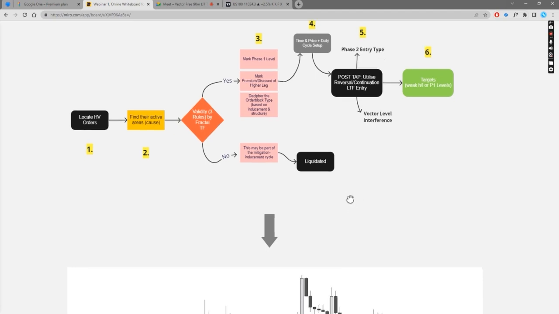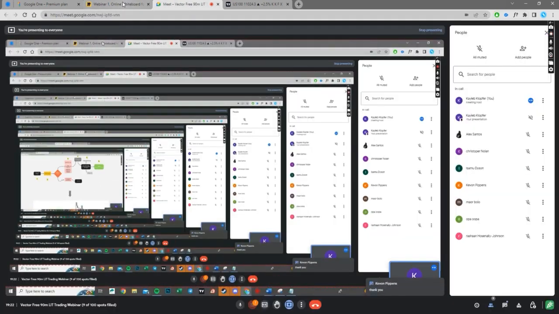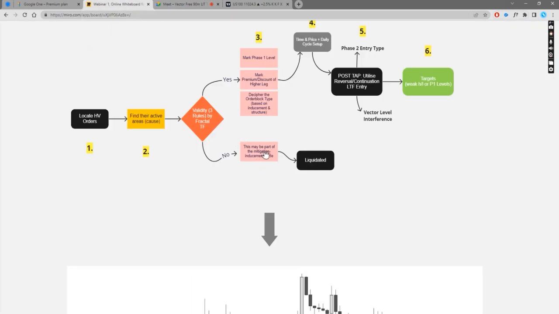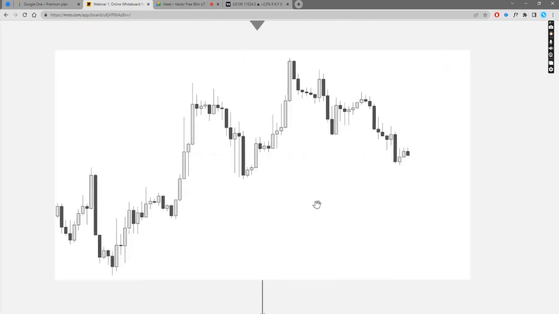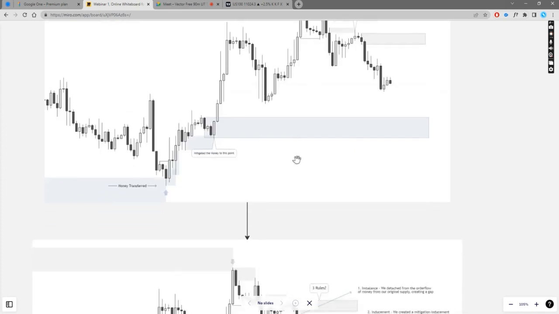That's alright. So if we don't follow those three rules, our potential zone might just be part of that inducement chain. So we've got to make sure we follow those three rules. Okay, but yeah, this is the next point. So let's have a look at that.